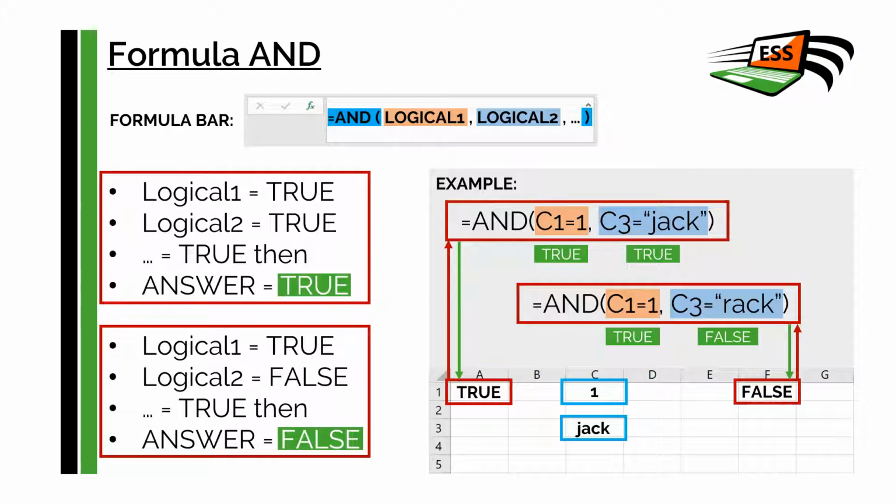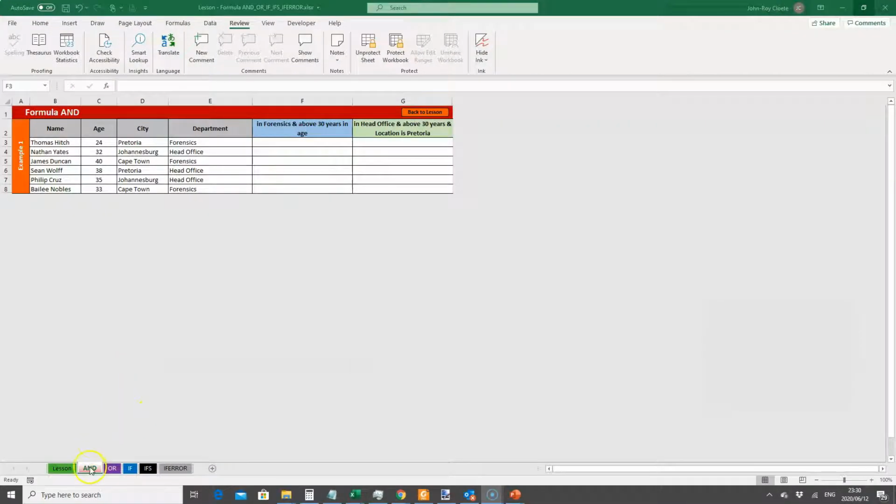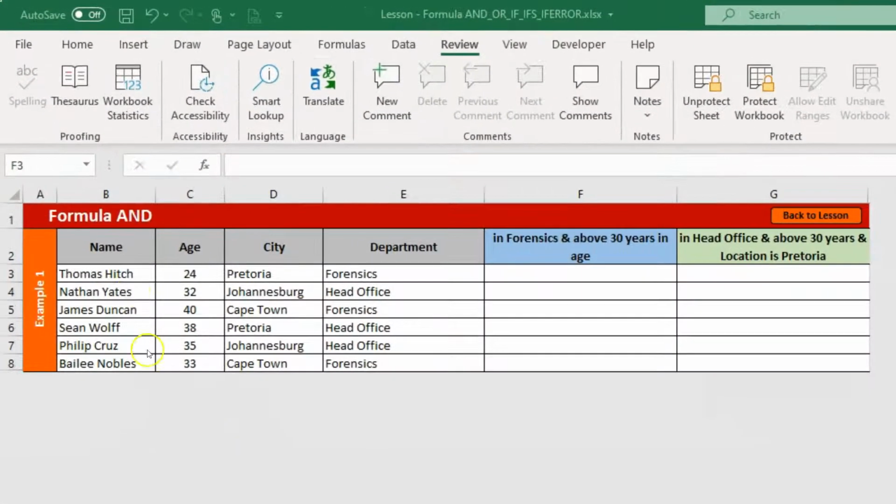To better understand this and get a good grip, let's go to the practice workbook. Just make sure that you are in the AND tab below. Here we have a list of employees with ages, working in a certain city and department. Our requirements here would be that they need to meet both of these requirements to be true. So if they are in the forensics department and above 30, we expect an answer of true.